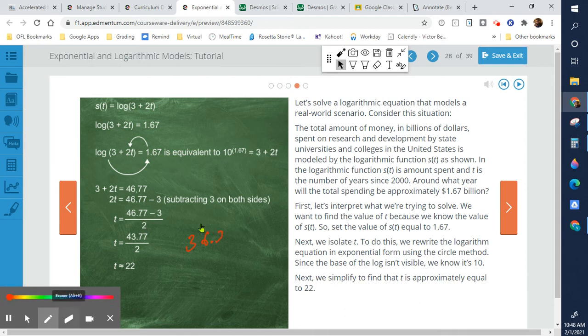Oh, shoot. Give me a second here. 46.77. Just know that that's not supposed to be a decimal. Oh my gosh.